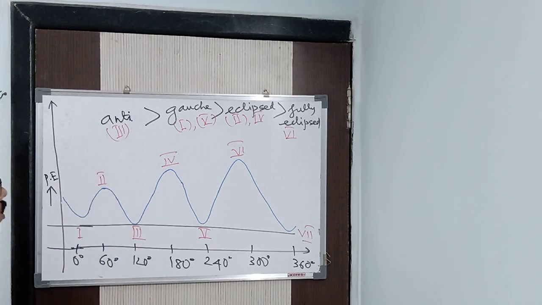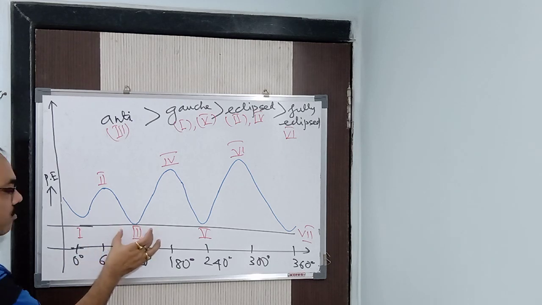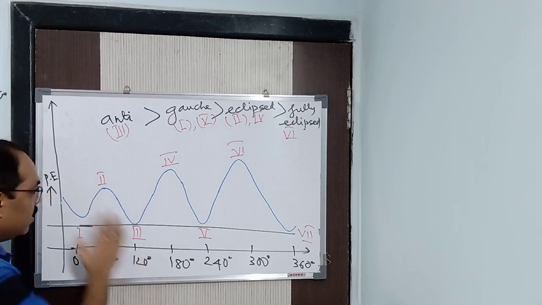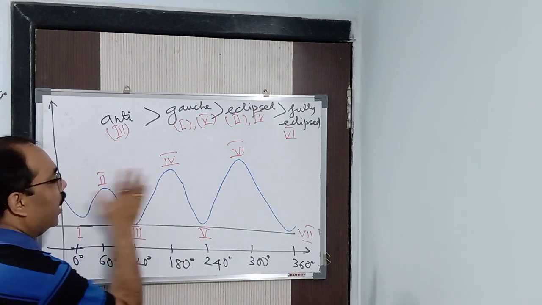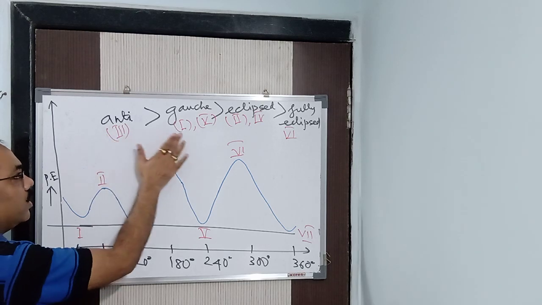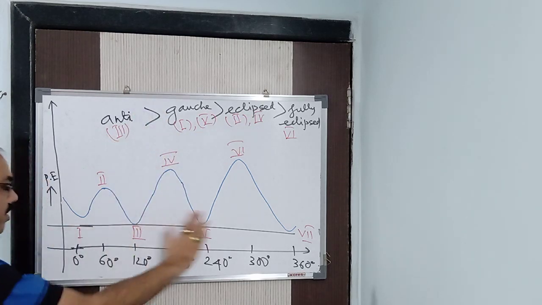Clear? So the most stable was your anti. So anti, then Gauche, then eclipsed, and fully eclipsed. This is the energy diagram. Energy is inversely proportional to stability. So anti is more stable than Gauche, then eclipsed, then fully eclipsed. I have explained it in this way.